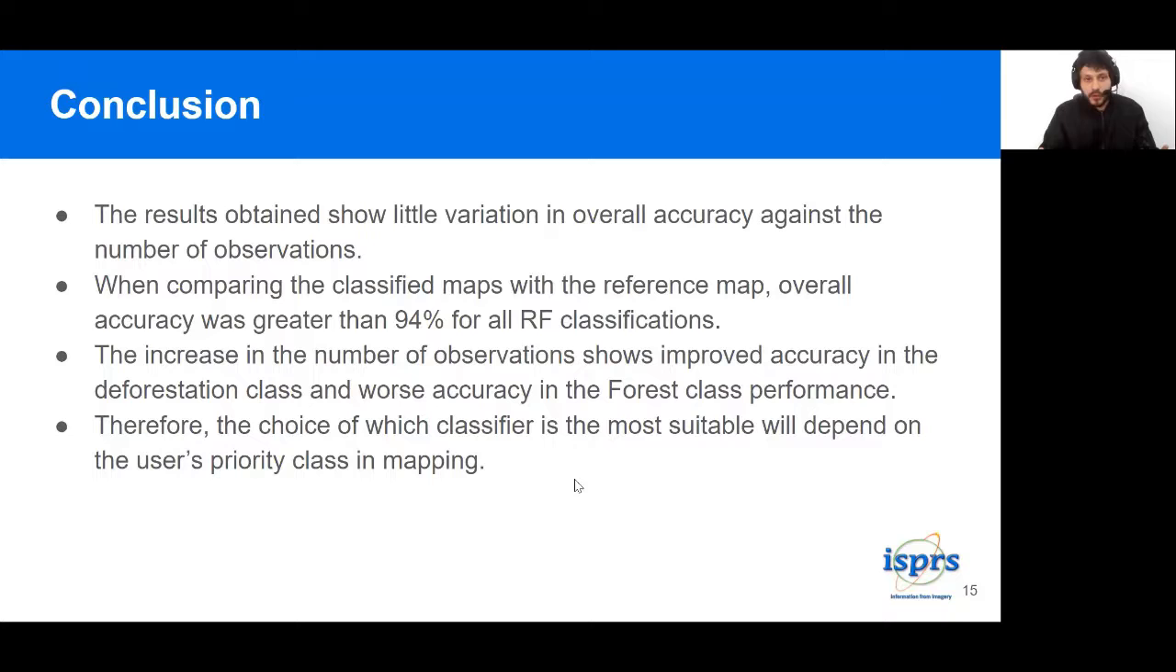In conclusion, the results show little variation in overall accuracy against the number of observations. So independently of the number of observations, the overall accuracy of the classifiers was a satisfactory result. When we compare the classified maps with the reference map, the overall accuracy was greater than 94% for all classifiers tested. Also, the increase in the number of observations showed improved accuracy in the deforestation class and worse accuracy in the forest class. So, in conclusion, the choice of the most suitable classifier will depend on the user's priority class on the map.